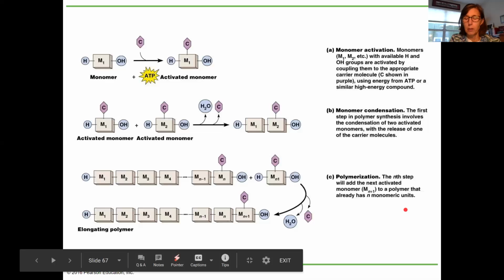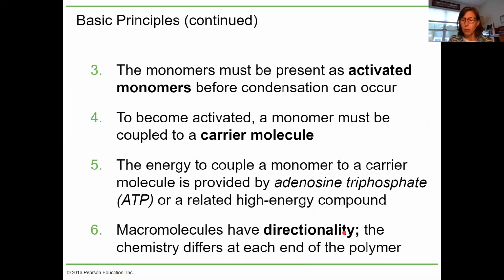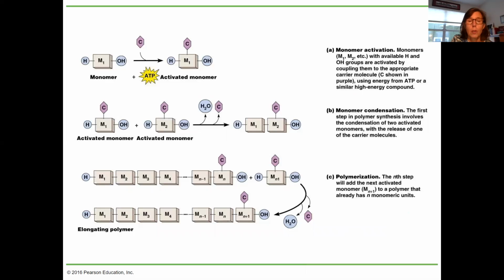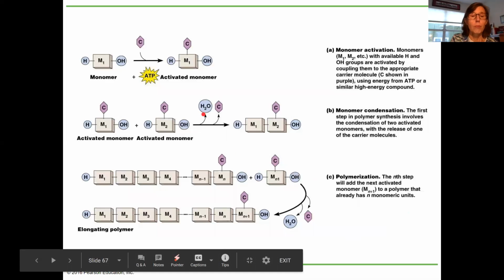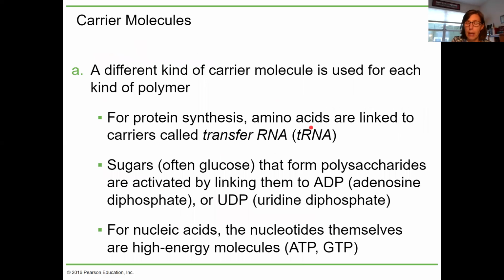And I already mentioned the polarity of macromolecules. Here they're describing it as directionality, so the ends of polymers are different. Here are some examples, and you can see that these are dehydration reactions where water comes out, but initially the monomer is activated so that it can associate with another monomer, and additional steps can be added as the polymerization process goes through.